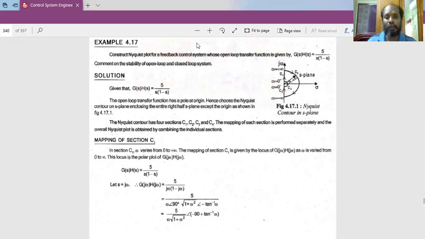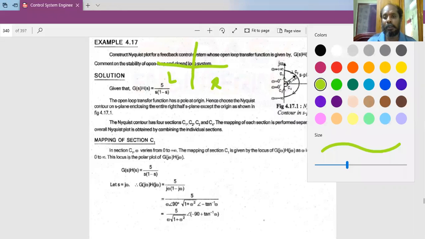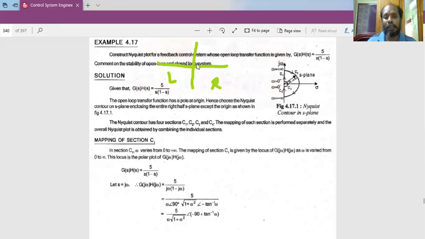Let us say this is your S plane, this is your RHS, and this is your LHS. One pole is located at the origin. We cannot say anything about it based on that. Maybe the relative stability is much lesser.